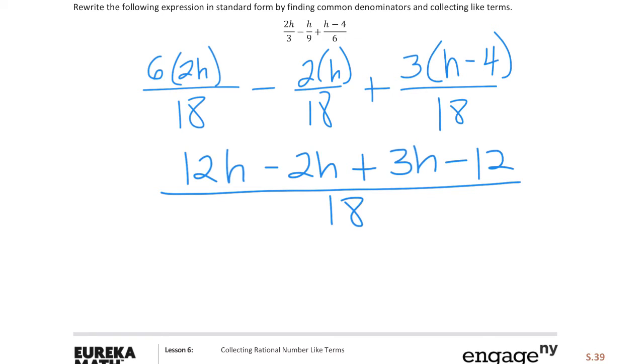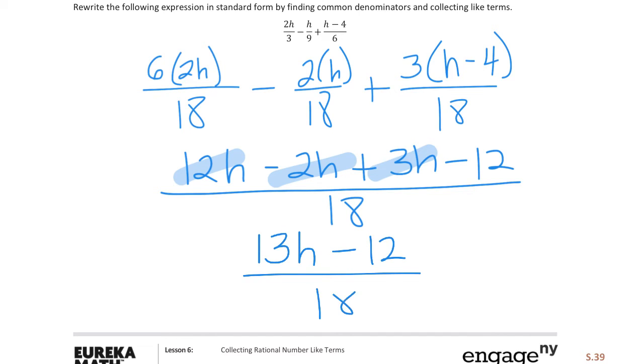Now I look across the top and I have several terms with h's that I can combine. So I have 12h minus 2h, that's 10h, plus 3h is 13h. So 13h minus 12, and all of that is over 18.